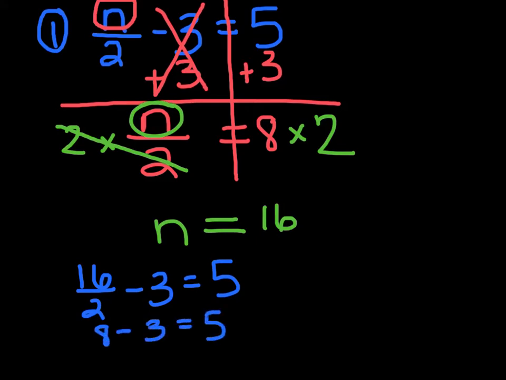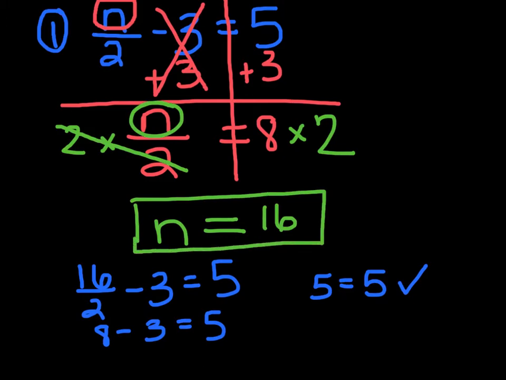Then you want to check, is this in fact balanced? Is this in fact true? Is it a true statement? Well, 8 minus 3 is equivalent to 5, and 5 is equal to 5. So I know with 100% certainty that this solution of n is equal to 16 makes this statement true and is the only solution for the variable n that will make it true.